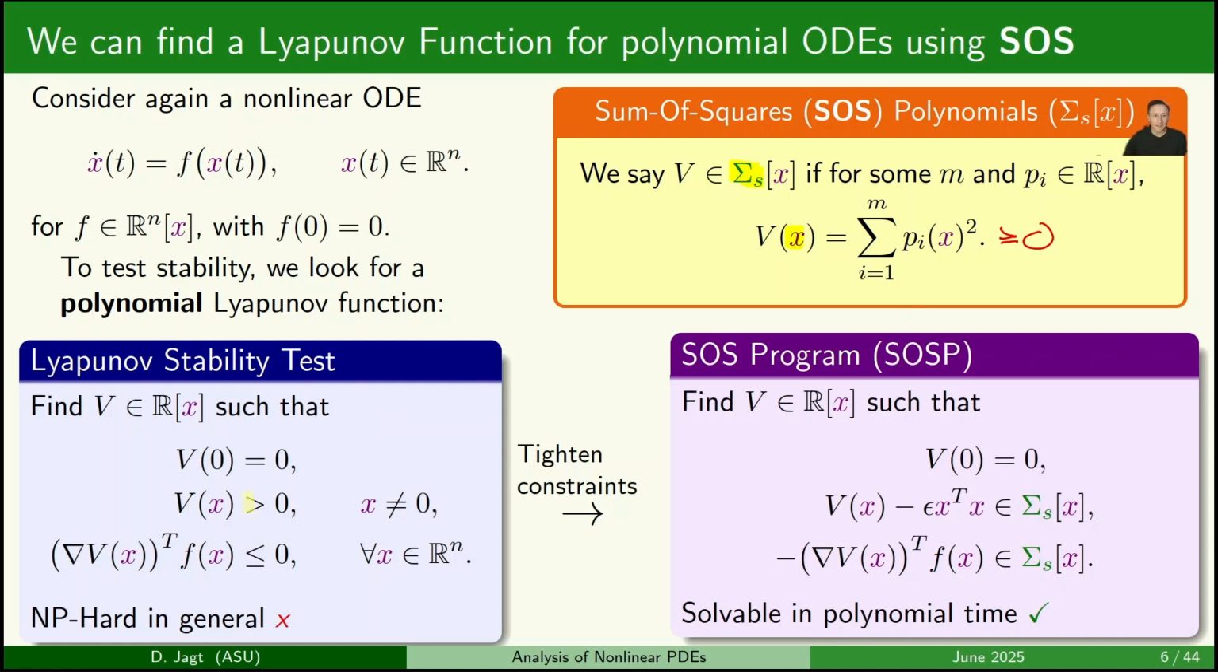So then we can tighten these positivity and negativity constraints in our polynomial optimization problem here to these sum of squares constraints, meaning that we can test for existence of a Lyapunov function by solving an SOS program, or SOSP. And these SOSPs can actually be solved in polynomial time. In particular, as I will show later on, we can convert these SOS programs to semi-definite programs, which we can then solve using interior point methods.